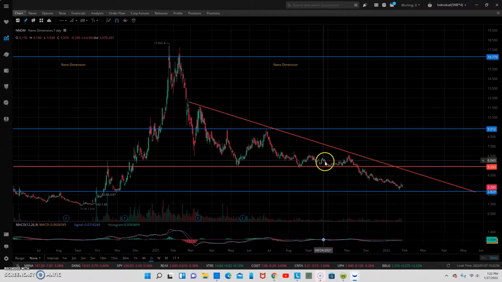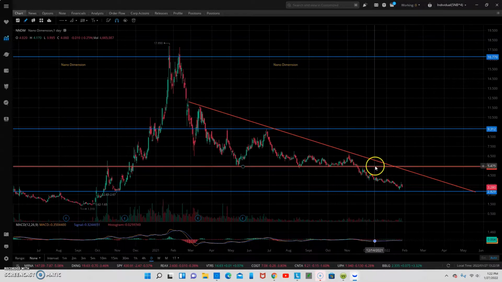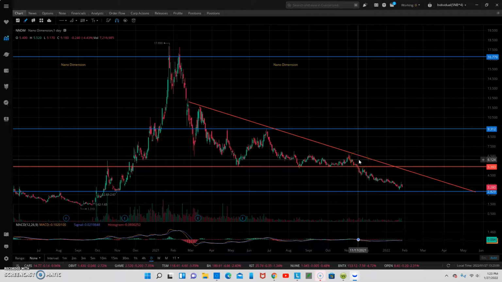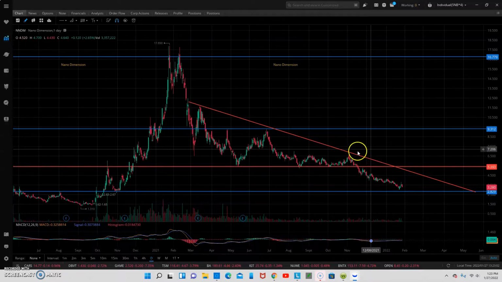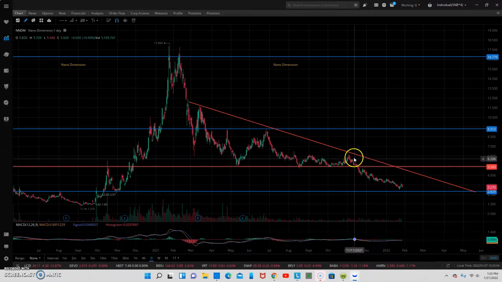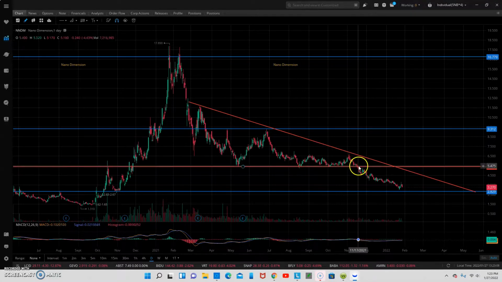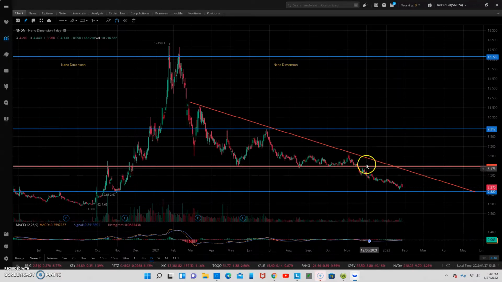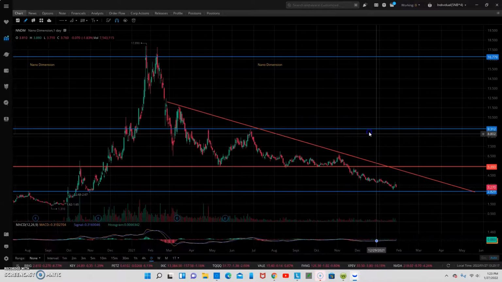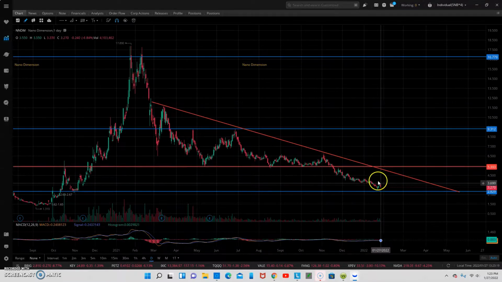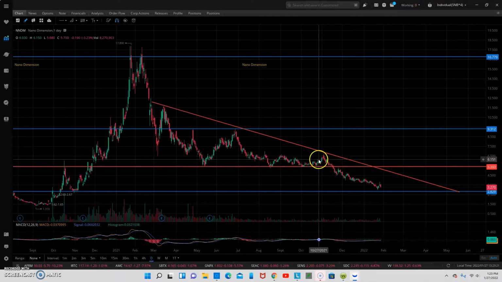But sometime in mid-November, the bears overtook the bulls and they were able to continue to drop the stock price. The bulls lost control, and now they lost that area of $5.40. And now the stock has continued to fall ever since breaking that support there.